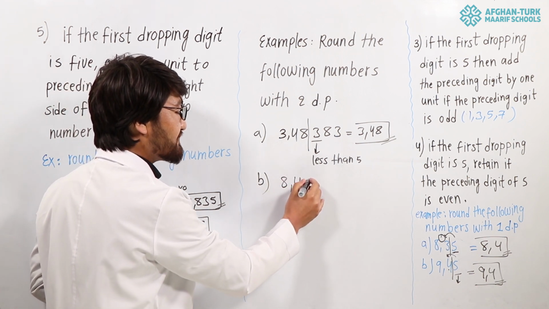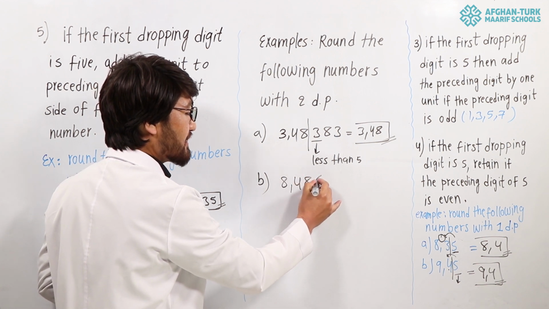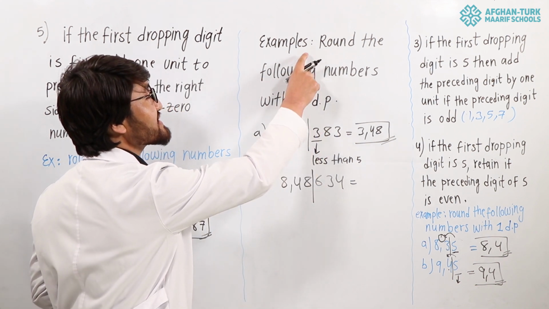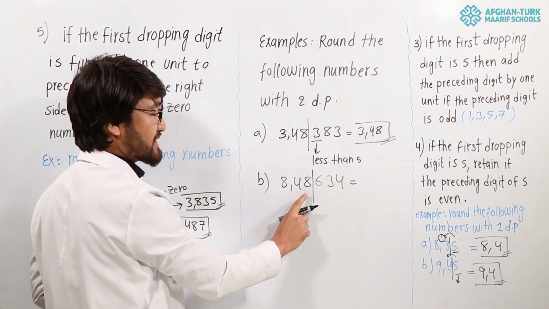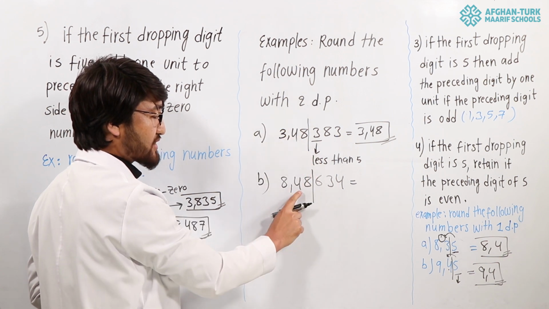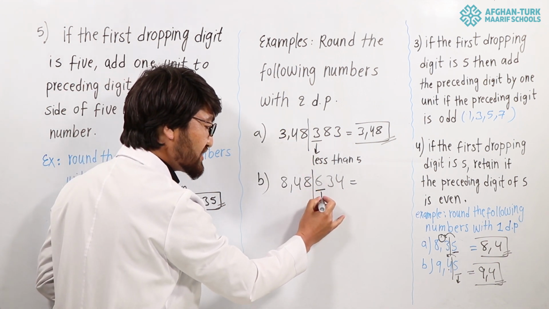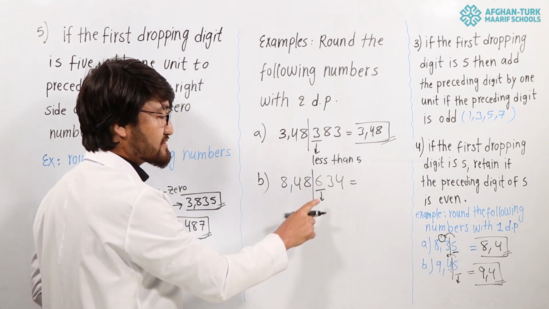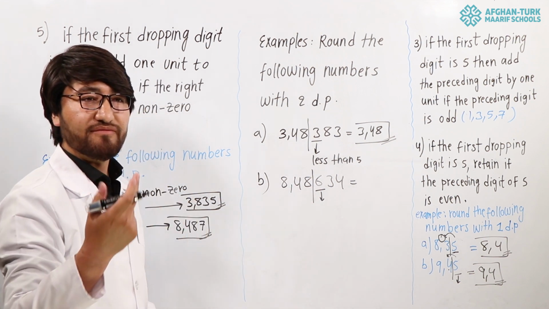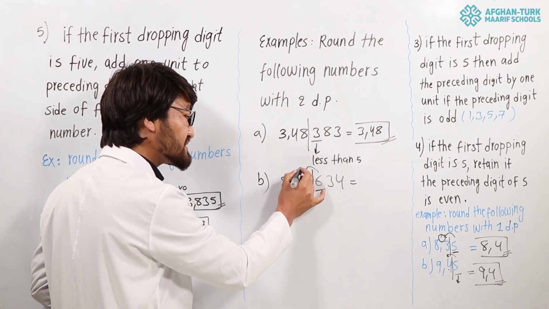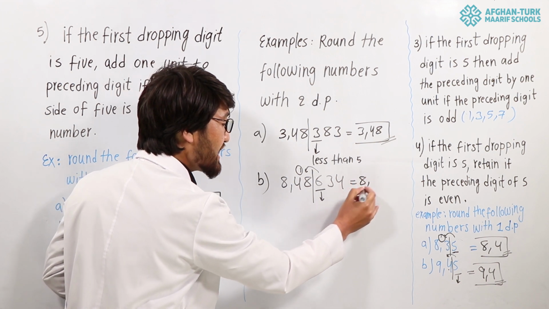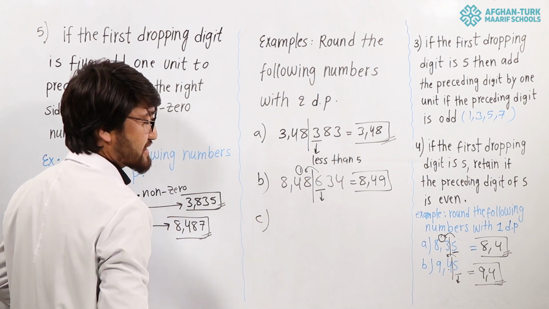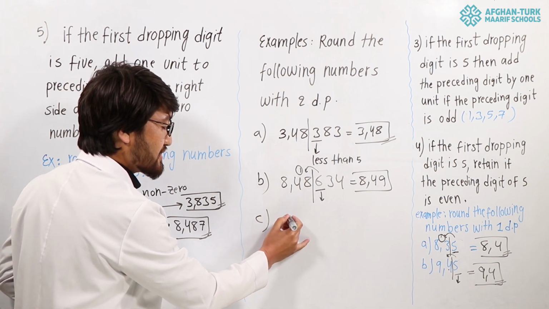Okay, question, example 2. Here we have a decimal number. The question says to remain 2 decimal places. Okay, 1, 2. Okay, look at the first one. This is called the first dropping digit. The first dropping digit is greater than 5. Okay, we add 1 unit. What's the answer? 8.49.